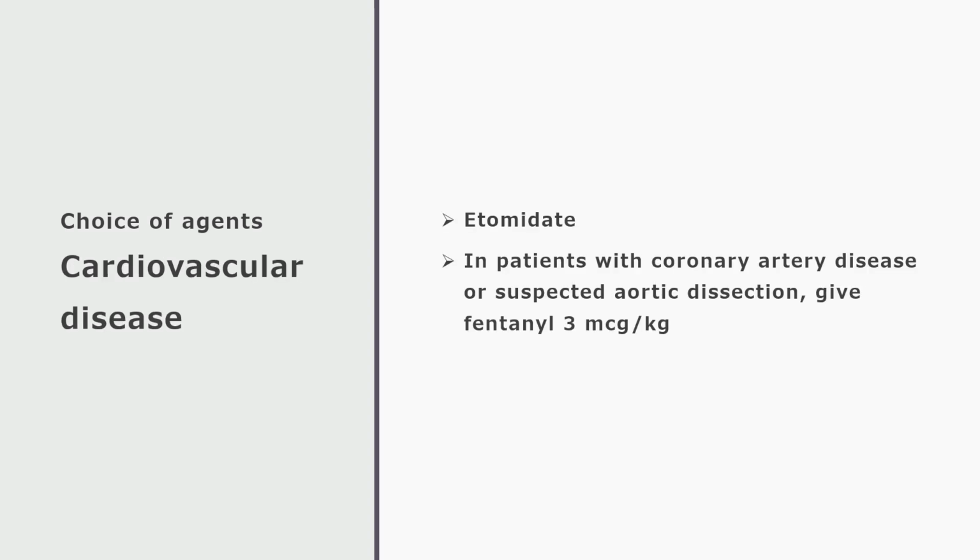Etomidate is preferable for induction of patients with significant cardiovascular disease requiring RSI. The hemodynamic stability it provides and the absence of induced hypertension make it preferable to other sedatives. In patients with coronary artery disease or suspected aortic dissection, give fentanyl 3 microgram per kg slow IV push as a pre-treatment agent to mitigate the catecholamine release associated with laryngoscopy and intubation.